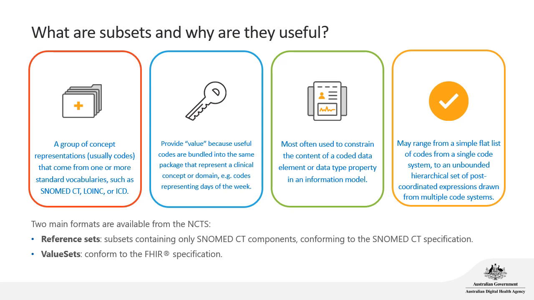Subsets can range in complexity from a simple flat list of codes from a single code system up to a hierarchical set of codes pulled from multiple code systems. They are available in two main formats on the NCTS. The first is reference sets, which are subsets that contain only SNOMED CT components and conform to the SNOMED CT specification. And the second is FHIR ValueSets, which conform to the FHIR specification.